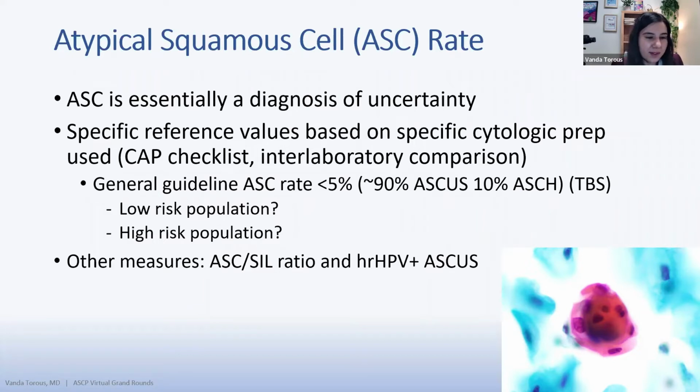The general guideline for using the atypical category is that it should be less than 5% of cases, and the vast majority of those should be atypical squamous cells of undetermined significance versus those that are more concerning for high-grade lesions. These are set by the Bethesda system. However, this can be affected by a number of things, including your patient population, right? Is it a low risk population? Is it a high risk population? So there are other measures that we can look at as well, besides just the atypical rate itself.